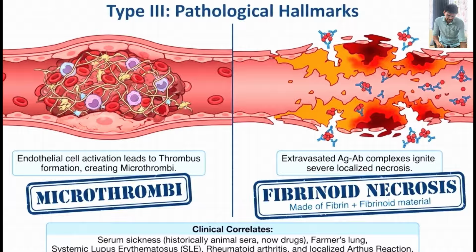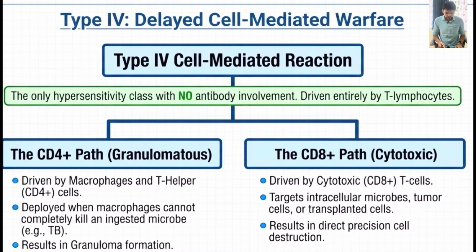Previously, when for many diseases they used to give animal serum, we used to see such systemic manifestations, but nowadays with the usage of numerous drugs, we will see similar mechanism. Even farmer's lung and SLE, which you all know, is a systemic disorder, we can say, even rheumatoid arthritis and the Arthus reaction. So these are some examples where antigen and antibody are forming immune complexes and they are just escaping from the vasculature into the interstitium, and there they will ignite fibrinoid necrosis.